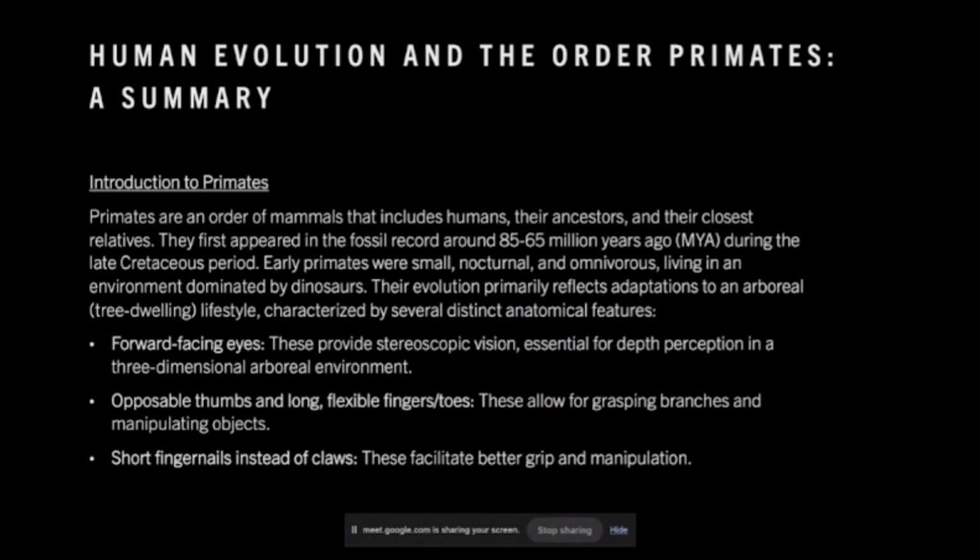Depth is like, for example, we obviously have forward facing eyes also, and we have good depth perception, which allows us to go upstairs, for example. They needed this to be able to climb up these trees and to see around them. They also developed opposable thumbs and long, flexible fingers and toes, and of course, this was to allow them to grab onto the tree branches because, again, this is where they were living. They also developed short fingernails instead of claws in order to give them a better grip.